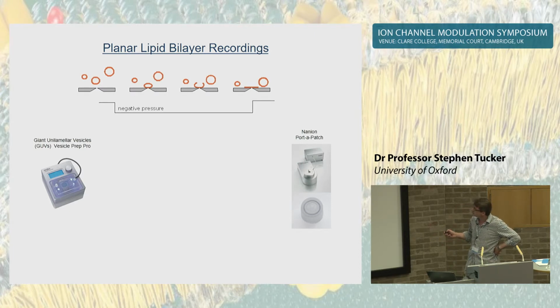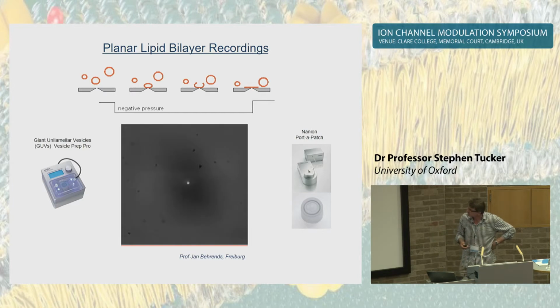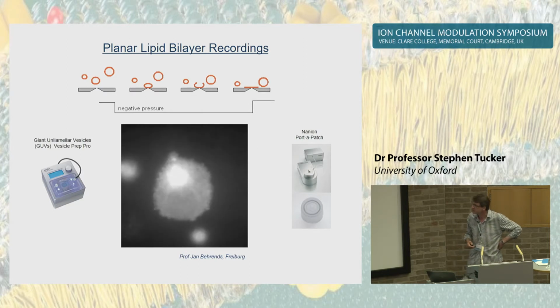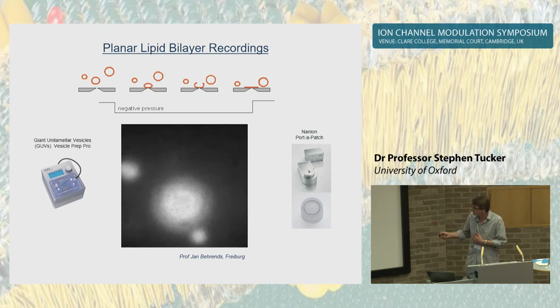So for this, we use the Nanion Port-a-Patch and their chips, and we reconstituted the protein into GUVs. And this is an image of one of the holes in one of these chips, and this is an image of some of the labeled GUVs over the surface of one of these holes. And there's another little picture here showing how those GUVs burst onto the surface of these chips.